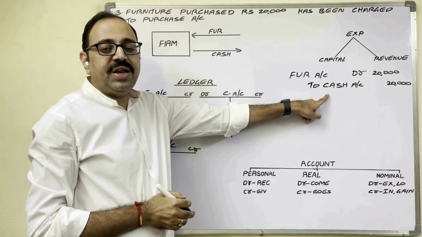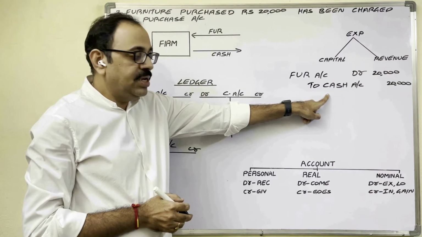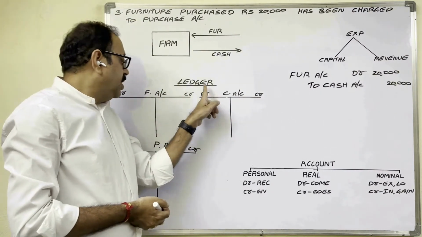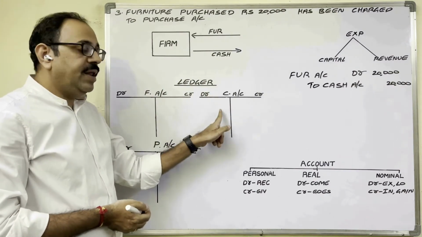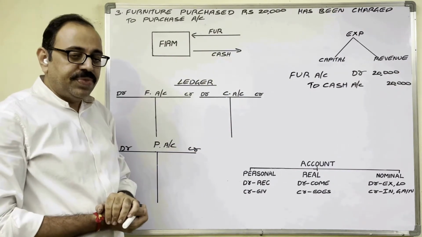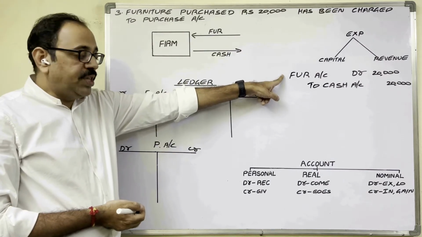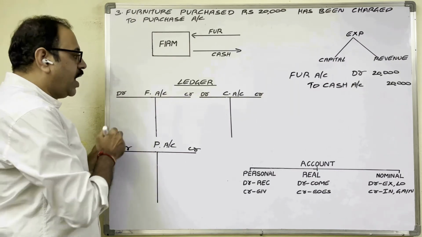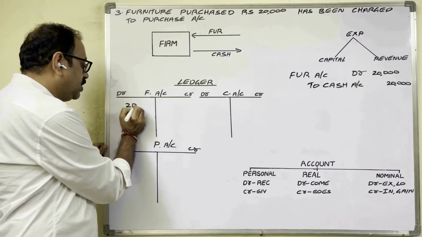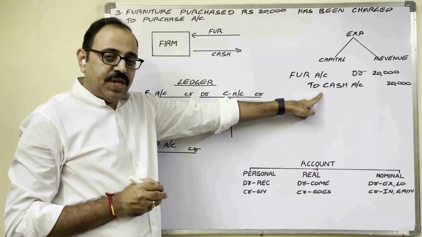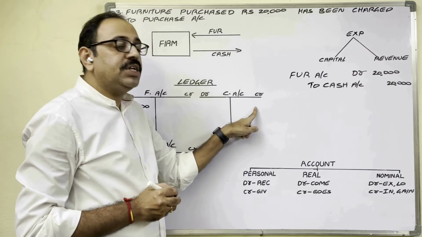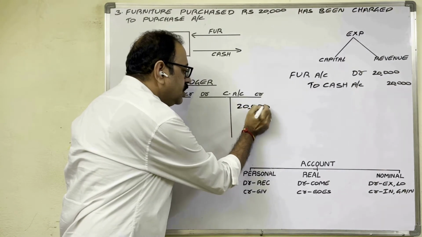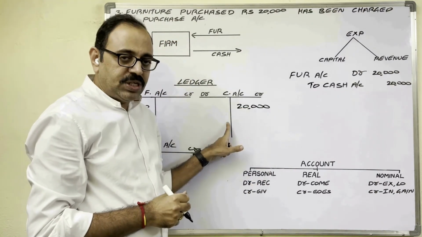Then the second step in writing the rectification of error entry is to see the correct posting. In ledger, in furniture account and in cash account, we should post this entry. Furniture is debited. Therefore, in furniture account on debit side, we should post this entry: To cash, 20,000 rupees. Cash account is credited. Therefore, in cash account, credit side, we should post: By furniture, 20,000 rupees. Correct entry, correct posting.